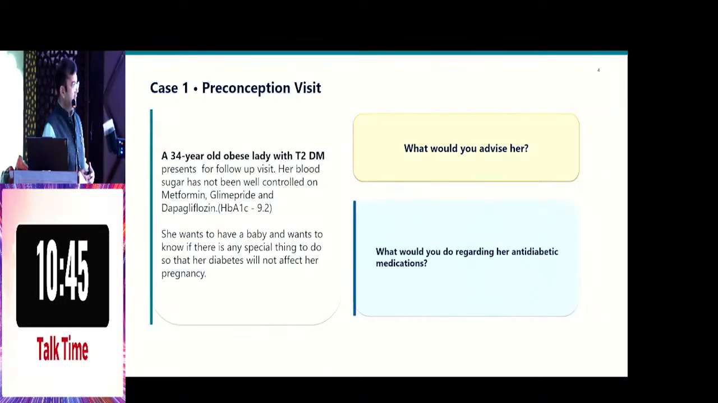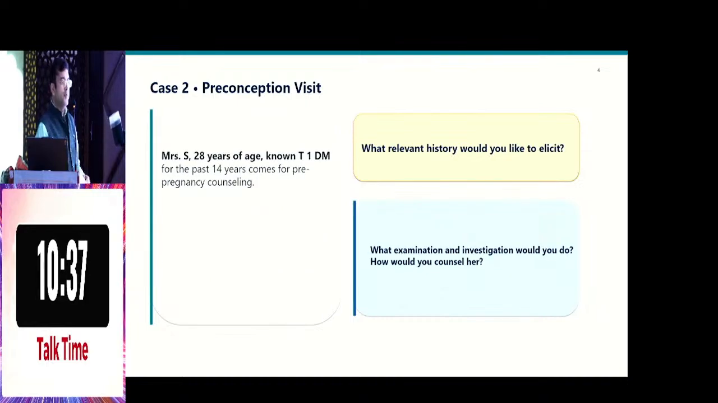क्या advise करेंगे इसको? Good control and how to change the medication. Another patient, a 28-year-old type 1, came for pre-conception counseling. What relevant history would you like to ask, and what examination and investigations, for pre-existing type 2 and type 1?